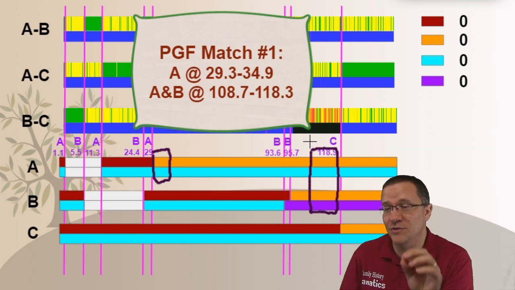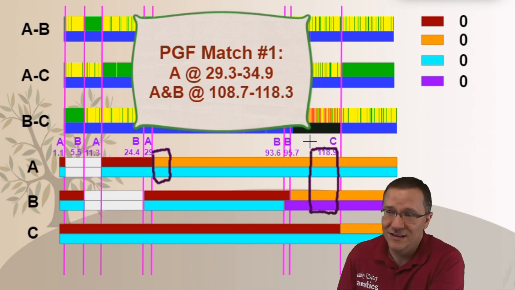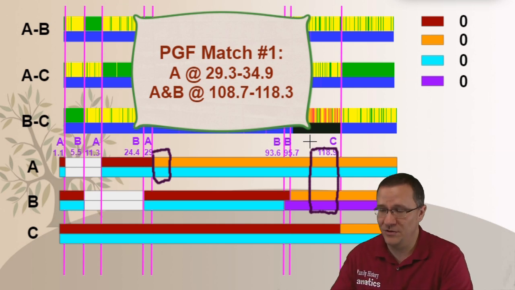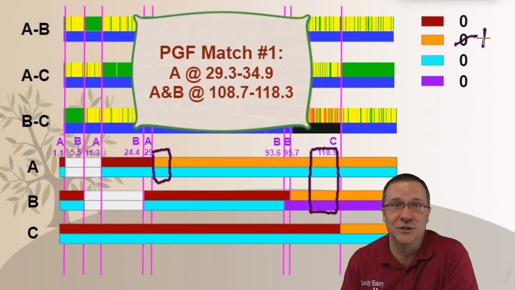Now what I want to do is take a look at that and decide, okay, what color is in common with all of those matches? And I can see that orange is the color that's in common with all of those. And so I'm going to give myself 1 point for orange.